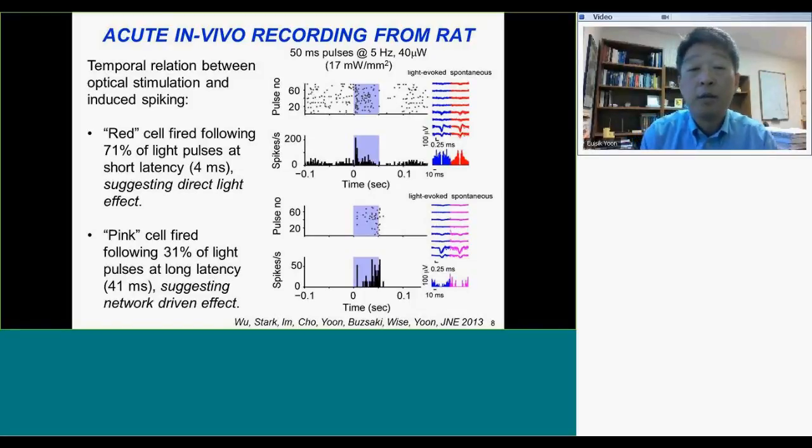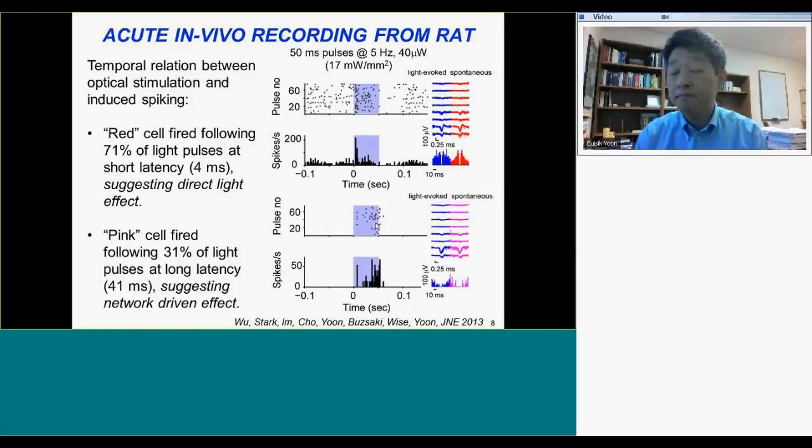And these red neuron cells, which are around 70% of the neurons, have a short latency of 4 milliseconds. So this has a very direct light-related activation, while the pink cells have a delayed latency of 40 milliseconds, which is indirect. We can talk about that a little later. This is the indirect network-driven effect.